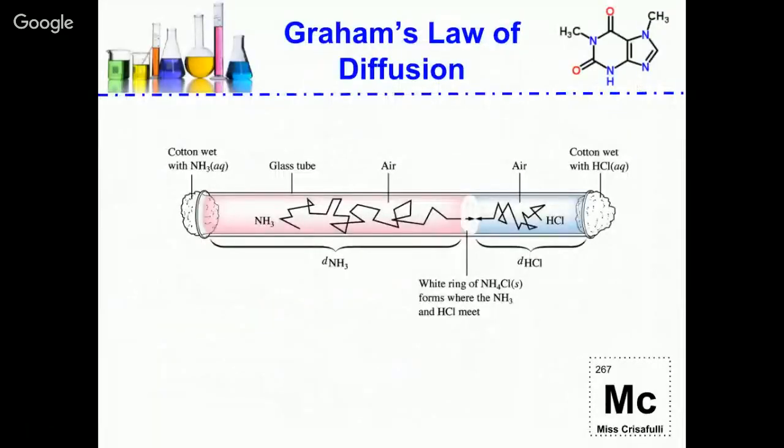If we look at Graham's law of diffusion in this picture, you have wet cotton with NH3 ammonia on the left, and you have cotton that has HCl on the right. If you were to let the gases diffuse, HCl has a higher molar mass. It is about 36, and ammonia's molar mass is about 17. So obviously the lighter gas, ammonia, NH3, is going to move faster than the HCl.